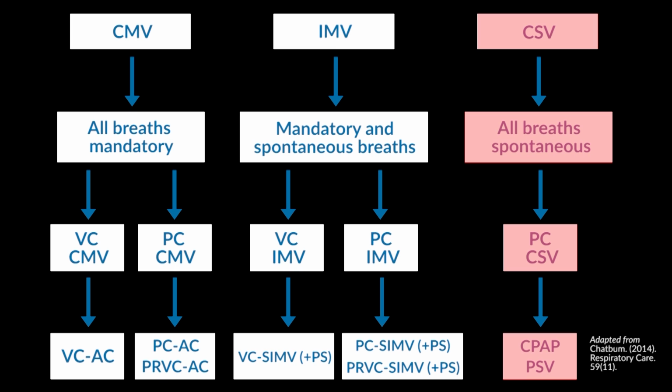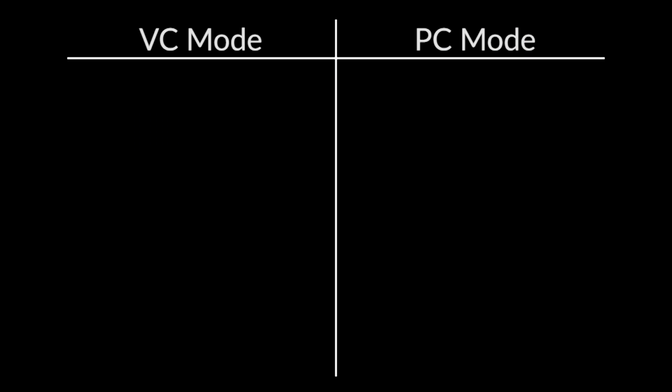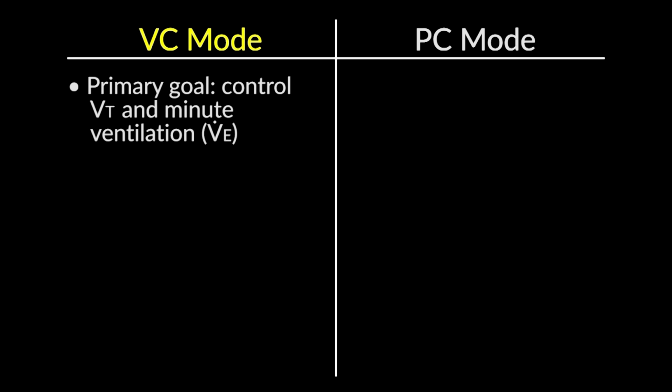When choosing a mode of ventilation, you might want to choose a mode with volume control mandatory breaths if the primary goal is to control tidal volume and minute volume in a very tight range, such as with patients with acute brain injury, where intracranial pressure is a consideration, or for some cardiovascular patients.